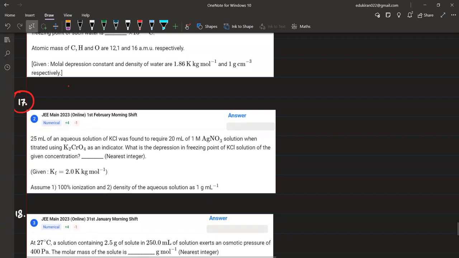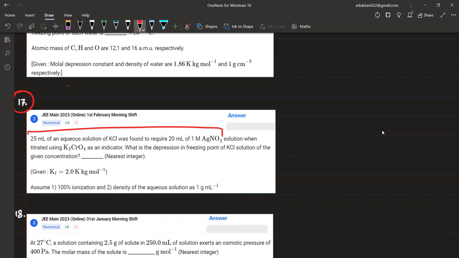This is a good question. Why? Because they have also included something about titration, है ना? यहाँ पे volumetric analysis का कुछ उन्होंने use किया है. So from this part, आप क्या पता लगा लीजिएगा? You can calculate the molarity of KCl. So molarity of KCl will be what?